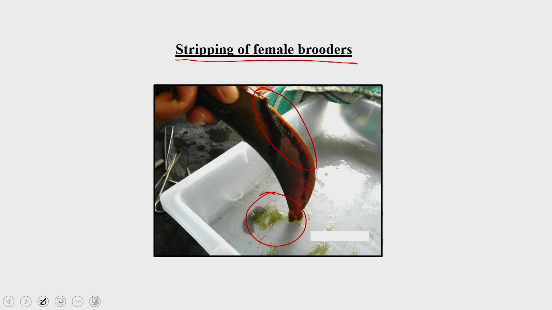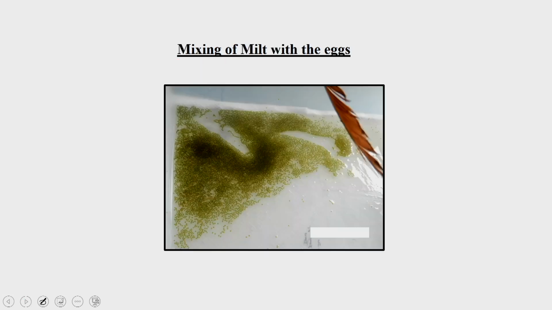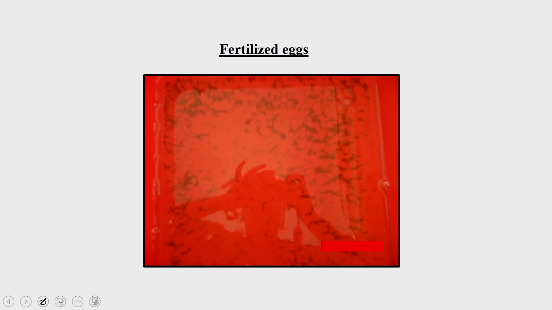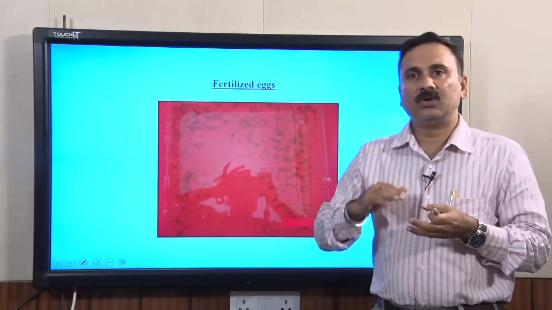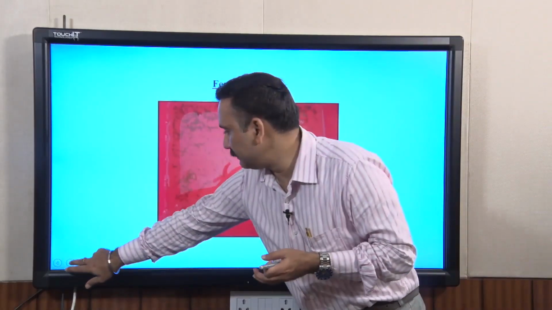You have already prepared the milt which is present in the pestle and mortar, then you can add these two together, mixing the milt with the eggs. In this process, the milt, which contains the sperms, is going to fertilize these eggs, and it will give you the fertilized eggs. These fertilized eggs are slightly brownish in color, and they are going to grow, take up nutrition, differentiate and give you the embryos.